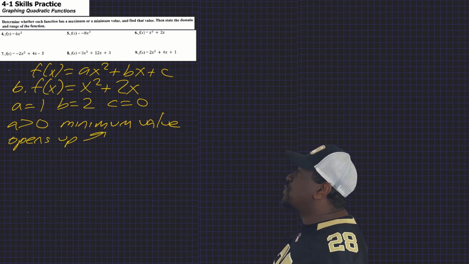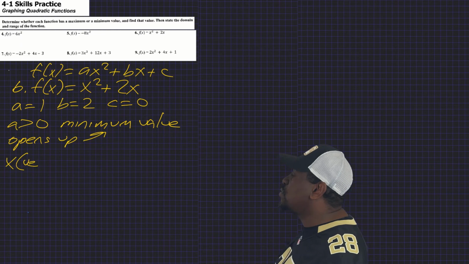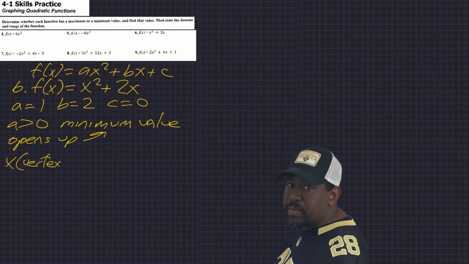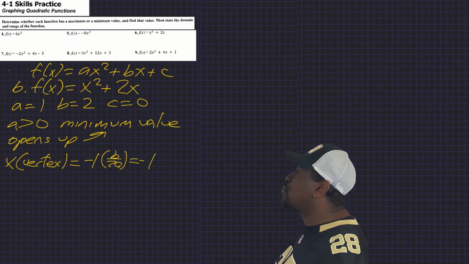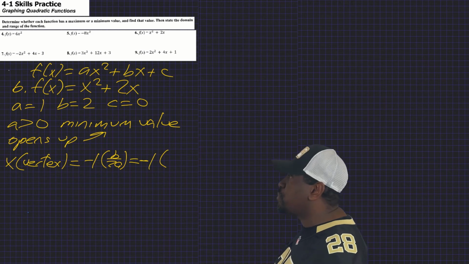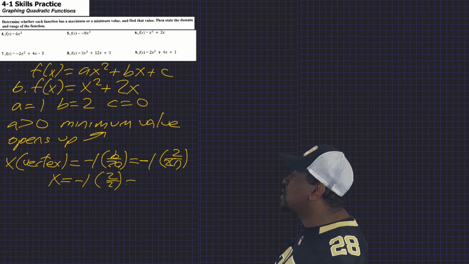So now we have to find the minimum value. We have to find that actual value. And so what we will do, like we did in the last problem, we will calculate the x coordinate of the vertex, which is negative 1 times b over 2a. Since b is equal to 2, we will substitute 2 for b. Where a is, we will substitute 1. So now we have negative 1 times 2 over the quantity 2 times 1 in the denominator.